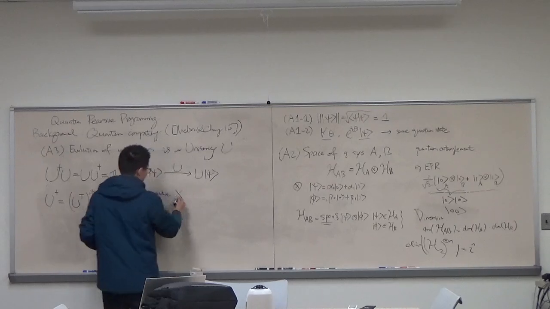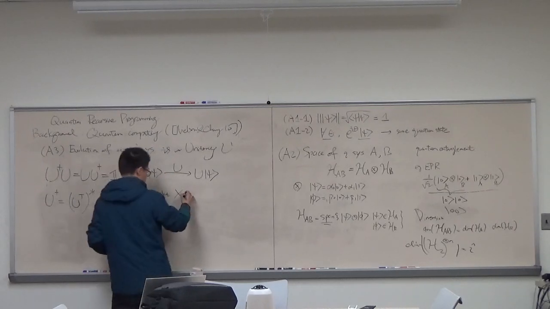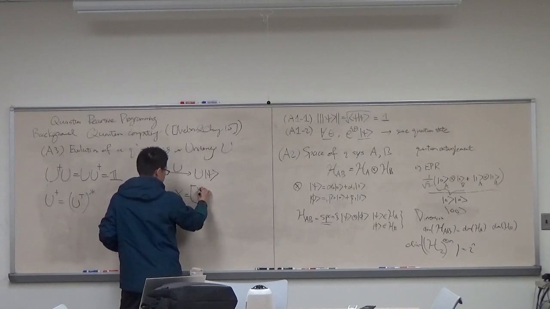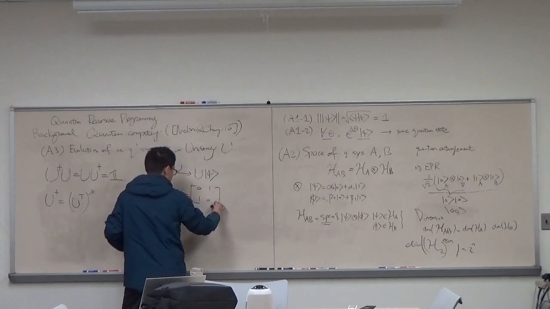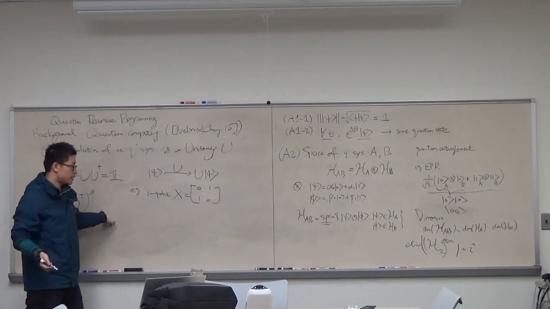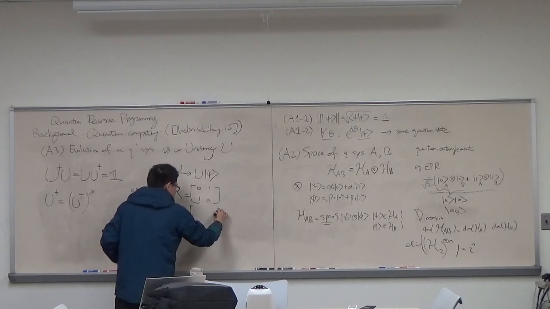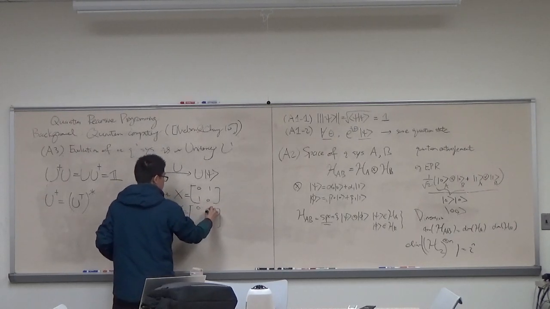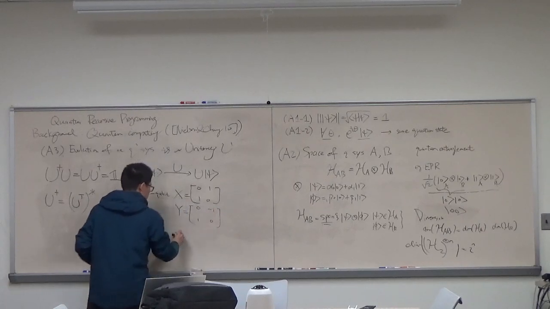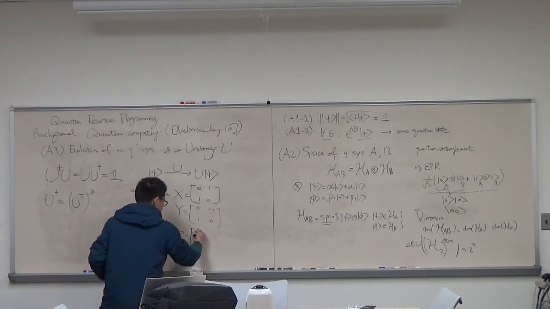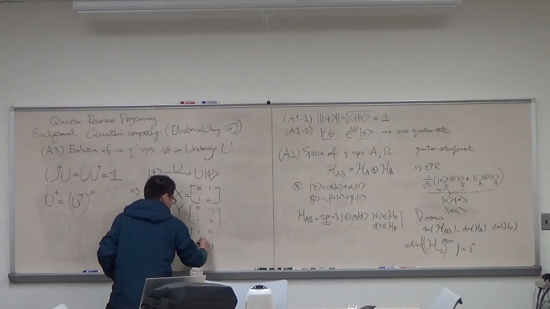We have these Pauli operators. X is 0, 1, 1, 0. And you can easily verify it is a unitary. And we have 3 Pauli operators. Y is 0, minus i, i, 0. And Z is 1, 0, 0, minus 1.